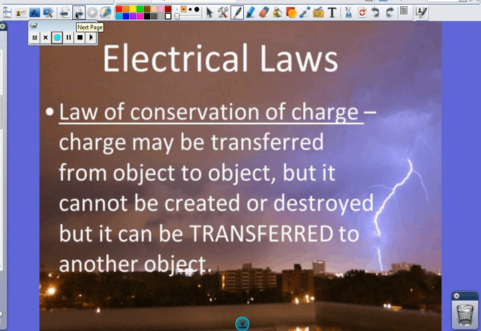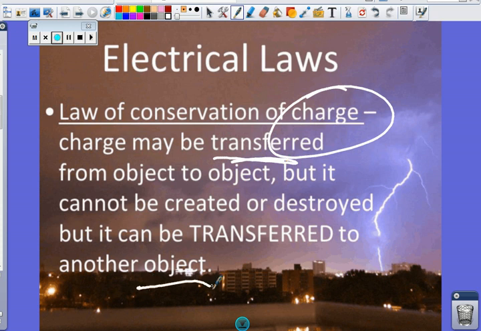Electrical laws. There's one big law here: the conservation of charge. Just like everything else, we've had conservation of energy, conservation of mass, conservation of momentum. Charge may be transferred from one object to another, but it's not going to be created or destroyed. How you transfer it is another story. Just like some of the other things, there are a couple different ways to look at it.